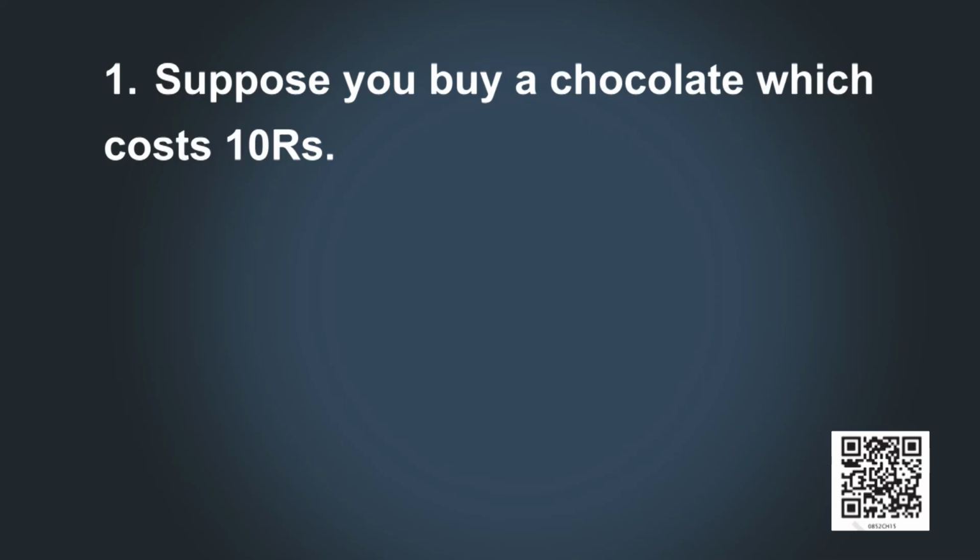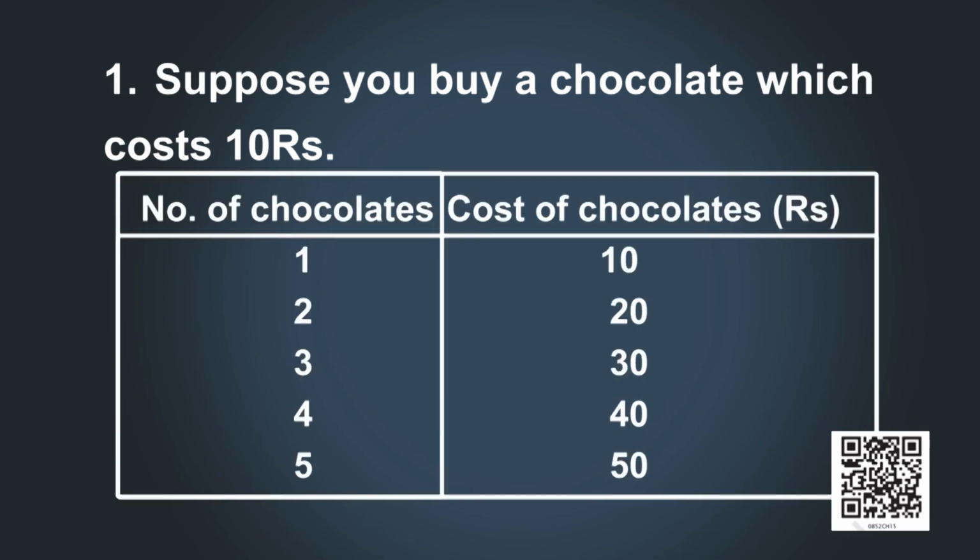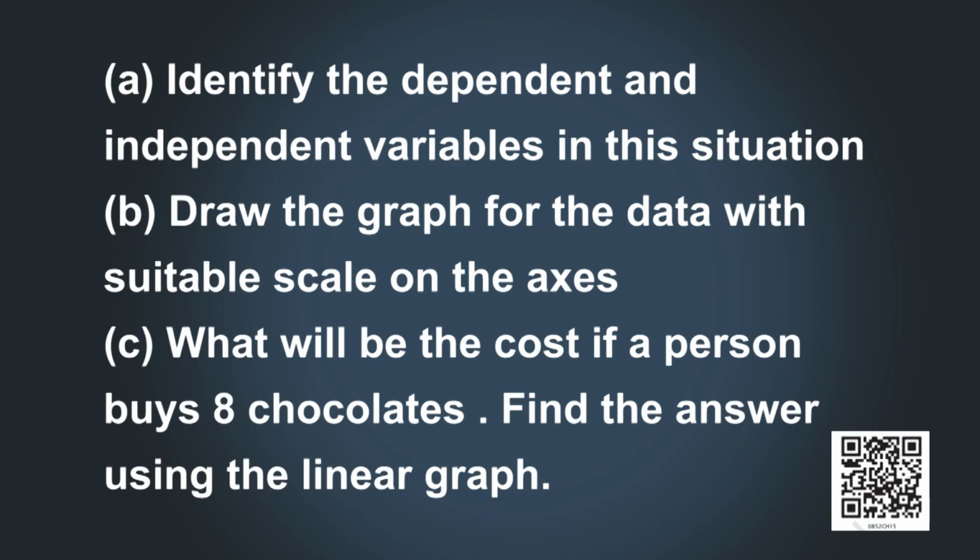Suppose you buy a chocolate which costs 10 rupees. For 1 chocolate it is 10 rupees, for 2 chocolates it is 20 rupees, for 3 chocolates it is 30 rupees, for 4 chocolates it is 40 rupees, for 5 chocolates it is 50 rupees. Identify the dependent and independent variables in this situation. Draw the graph for the data with suitable scales on the axis. What will be the cost if a person buys 8 chocolates? Find the answer using the linear graph.